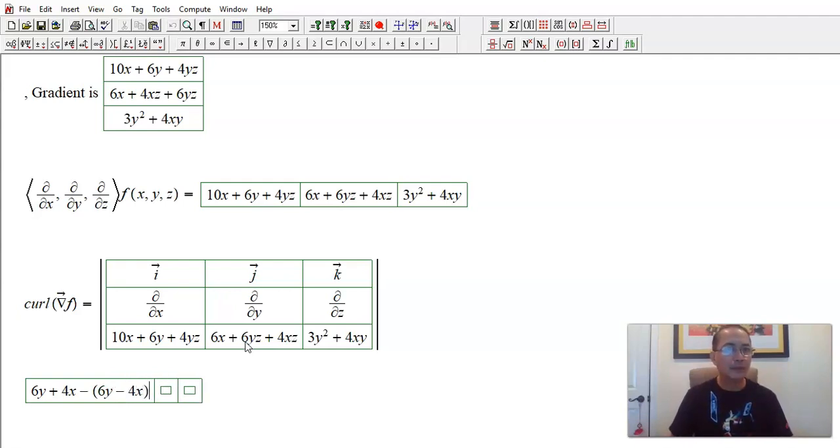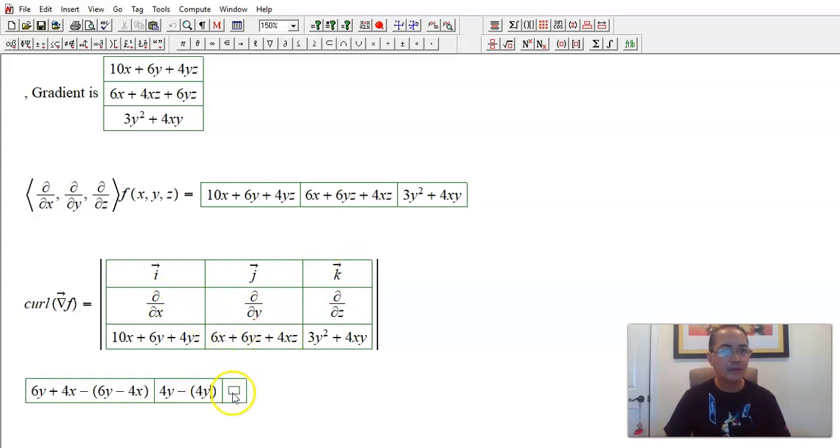Oh, what's happening here? Maybe I made a mistake. Let's see. For j, we go right to left first. Partial with respect to z, 0, 0, 4y. And then minus partial with respect to x of this. 0, oh wait, what? 4y? What is happening? Now for k.